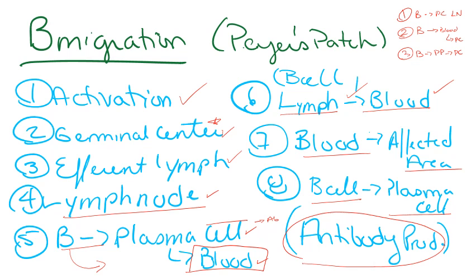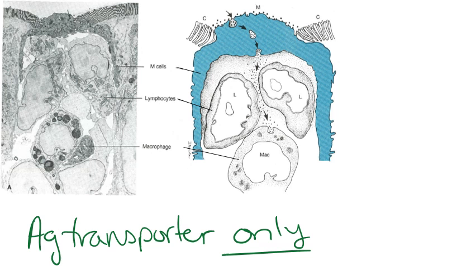B cells, antibody. The apical domain, here we have our villi, and then they go in. We have lymphocytes waiting for them, we have our macrophage ready to process them and do antigen presenting.